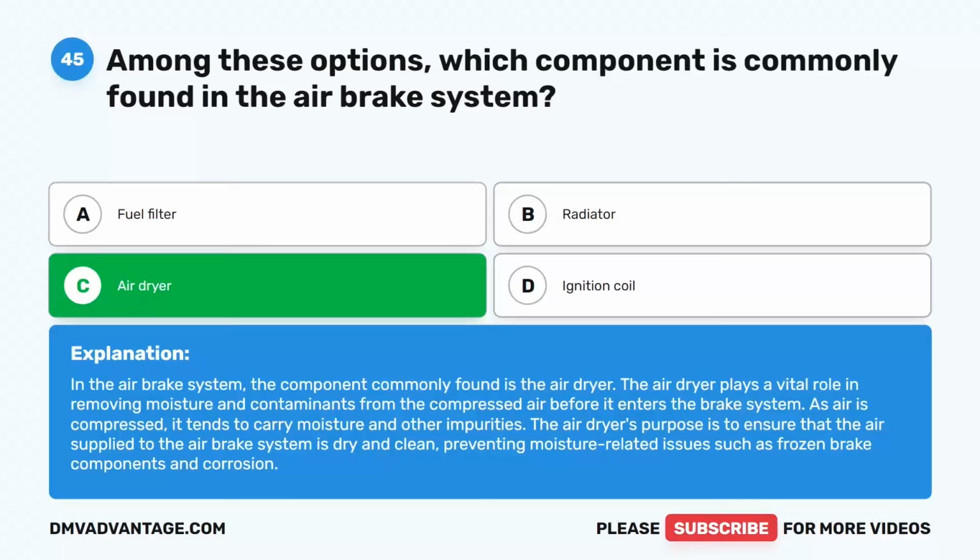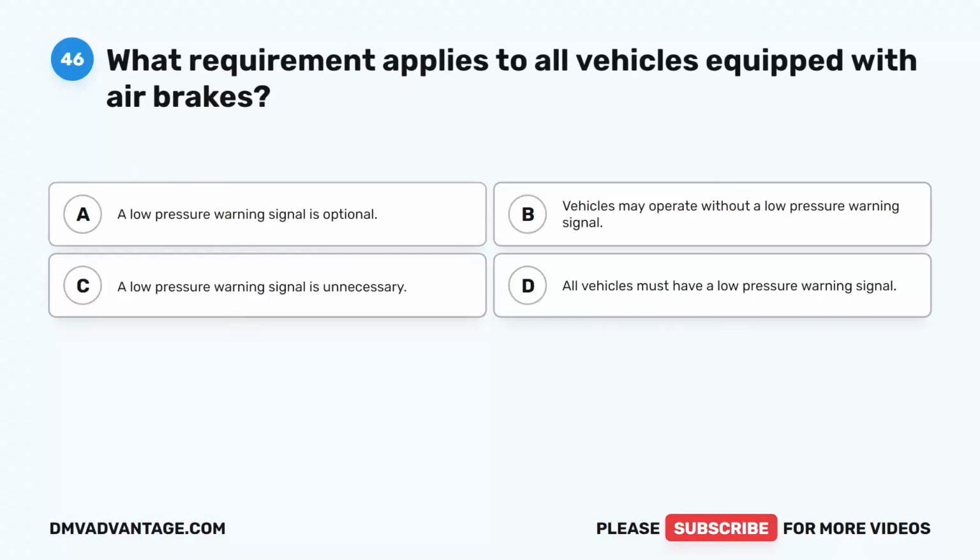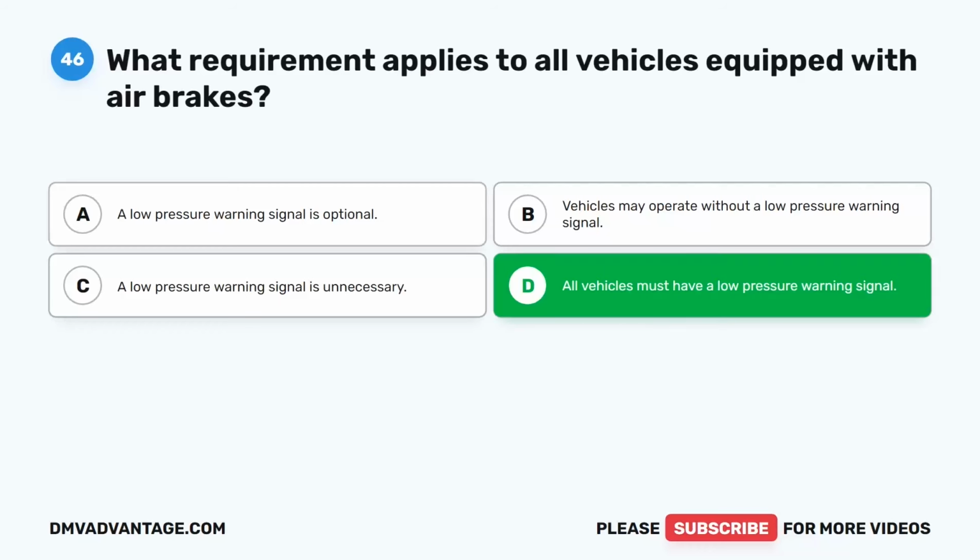Question 46. What requirement applies to all vehicles equipped with air brakes? A. A low-pressure warning signal is optional. B. Vehicles may operate without a low-pressure warning signal. C. A low-pressure warning signal is unnecessary. D. All vehicles must have a low-pressure warning signal. The correct answer is D. All vehicles must have a low-pressure warning signal.